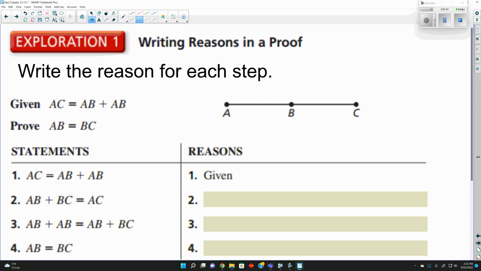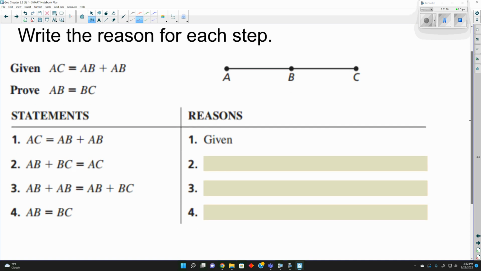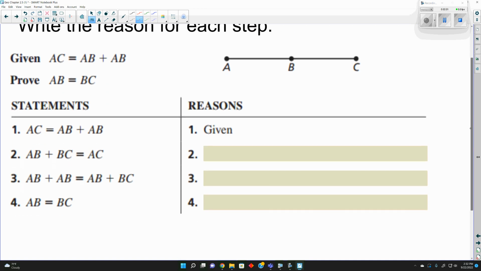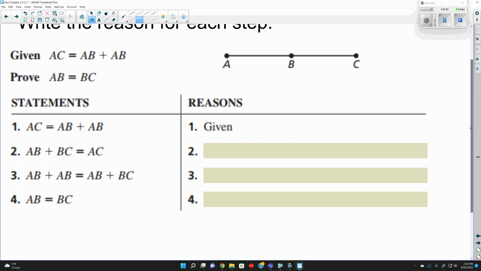So the main way we prove a statement or a proof is we're going about and using our properties, the properties that we've had so far, to prove our statements here. Now, we're going to write the reasons for each step. So if we look at this here, the given, for any proof, we always start with the given information. So they told us that AC is equal to AB plus AB. That's our first line.